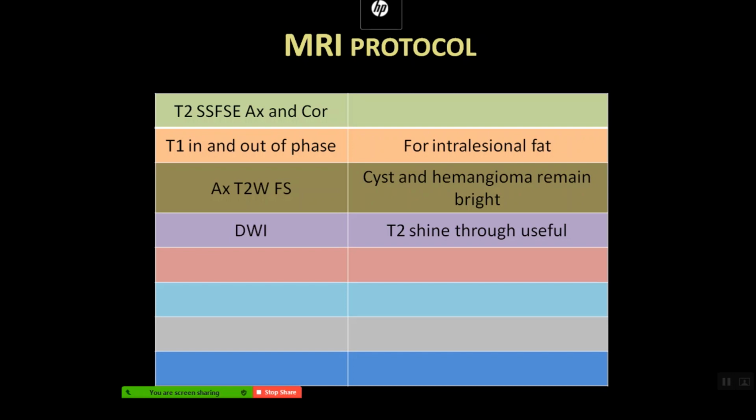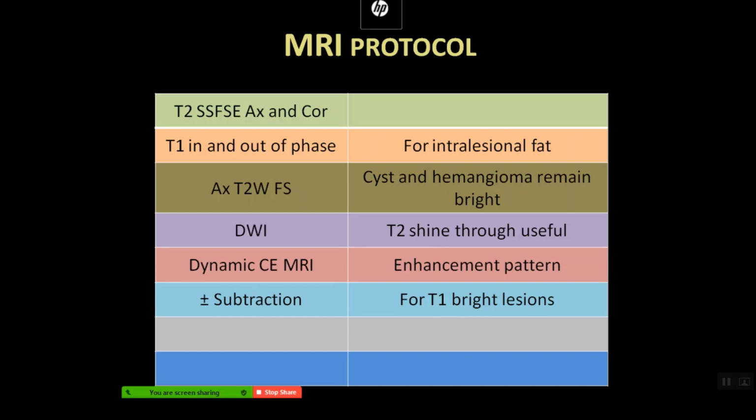So a cyst, for example, will show T2 shine through, and a hemangioma will not show as much. So you will be able to differentiate them. You need the dynamics, right? So take the dynamics to look at the enhancement pattern, and if it's a T1 bright lesion, you need to look at subtraction images. Okay, and then there's something called the hepatobiliary phase if you have given hepatocyte-specific contrast.